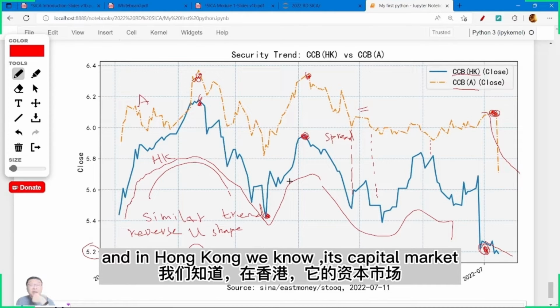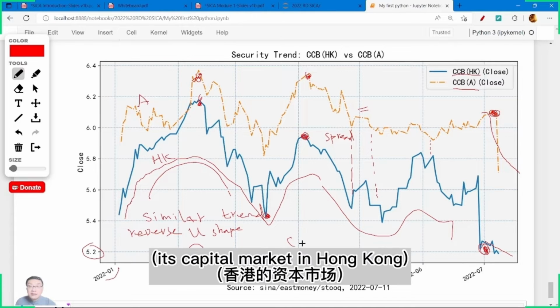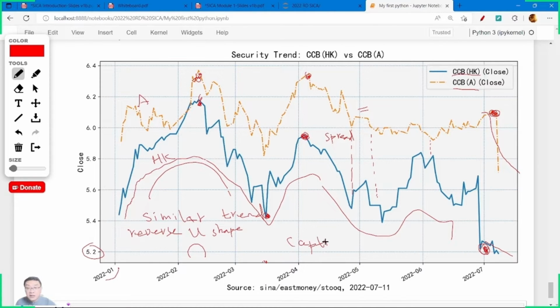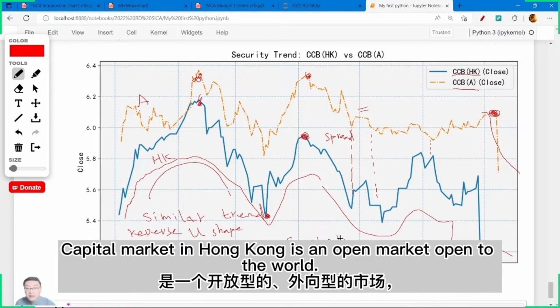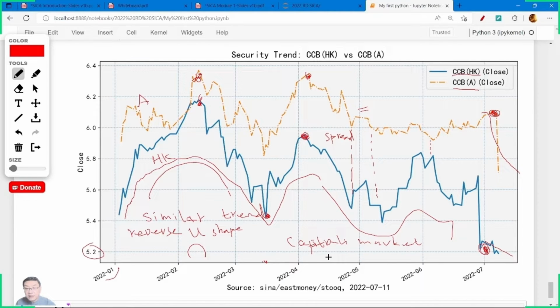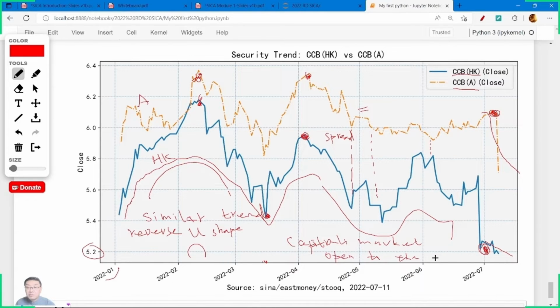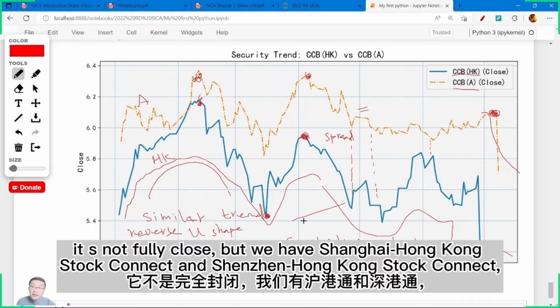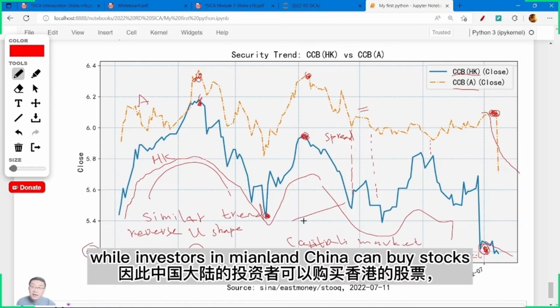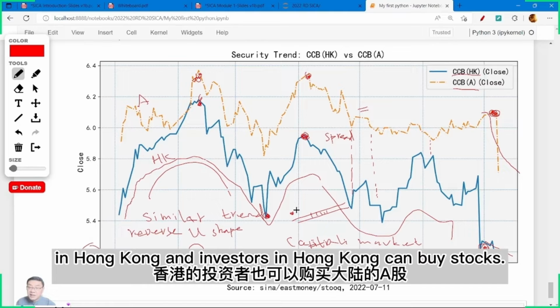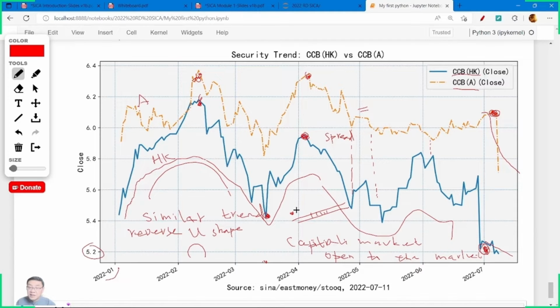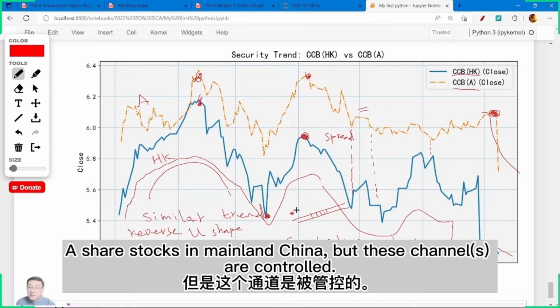The capital market in Hong Kong is an open market, open to the world, while the capital market in mainland China is not fully closed, but we have Hugang Tong and Sengang Tong, where investors in mainland China can buy stocks in Hong Kong, and investors in Hong Kong can buy A-share stocks in mainland China, but these channels are controlled.